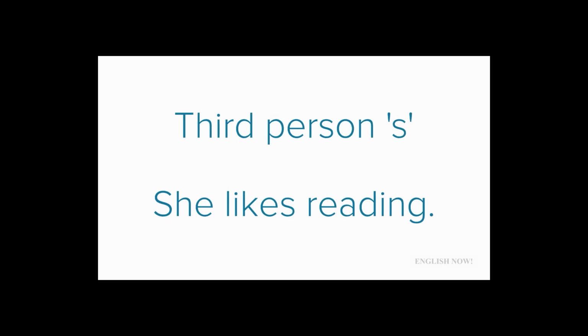And here is the correct sentence. She likes reading. So the mistake here was that we were missing the third person S. So it's good to remember this, that in present simple, for he, she, and it, we need an S on the end of the verb. A common mistake that lots of people make.